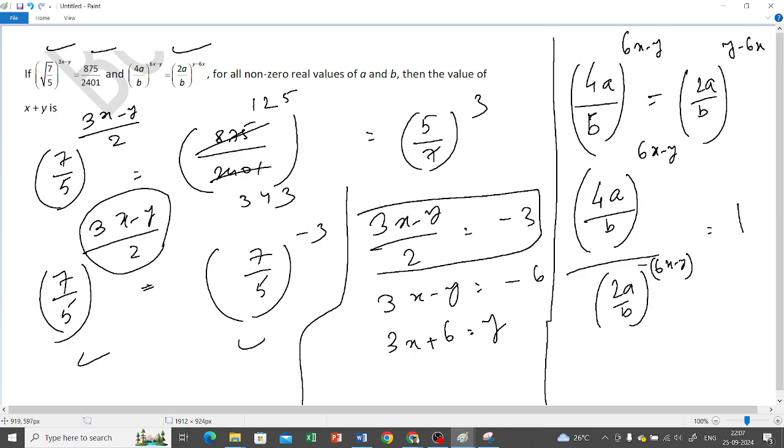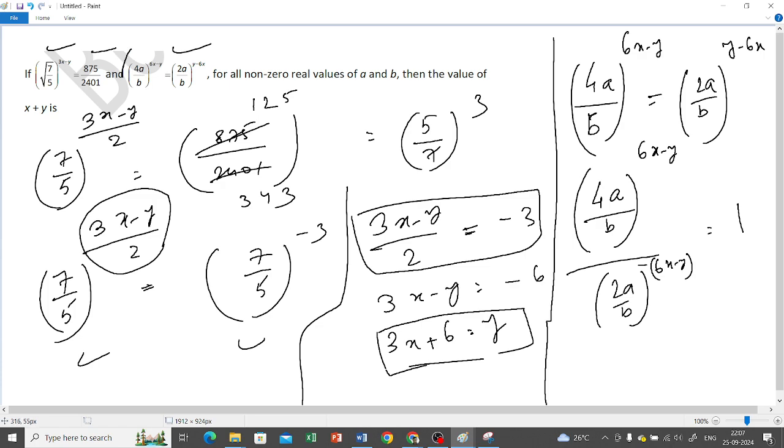Let me know if you have understood till here. Did you understand till here? Yes, sir. Now on solving this, what we are getting? We are getting 3x minus y is equal to minus 6. So that means 3x plus 6 is equal to y. 3x plus 6 equals y, right?